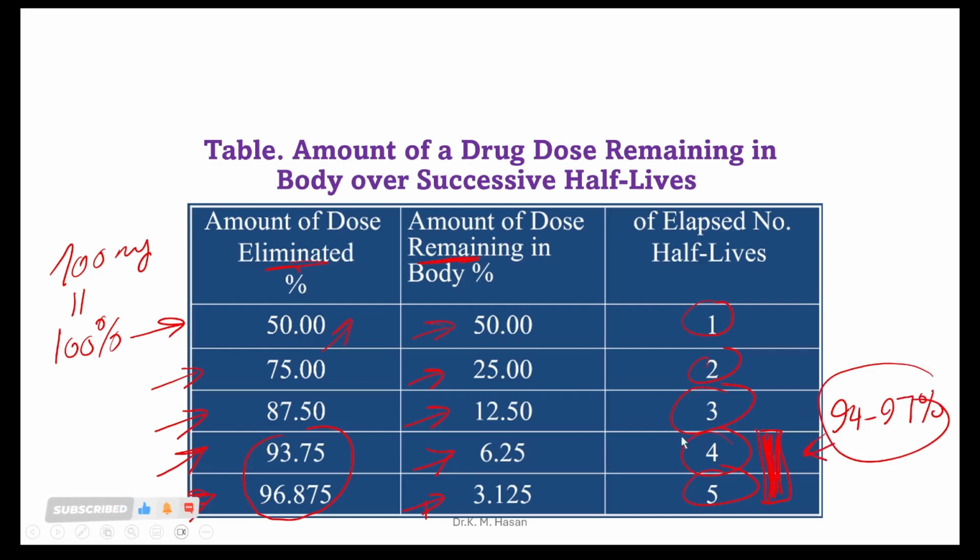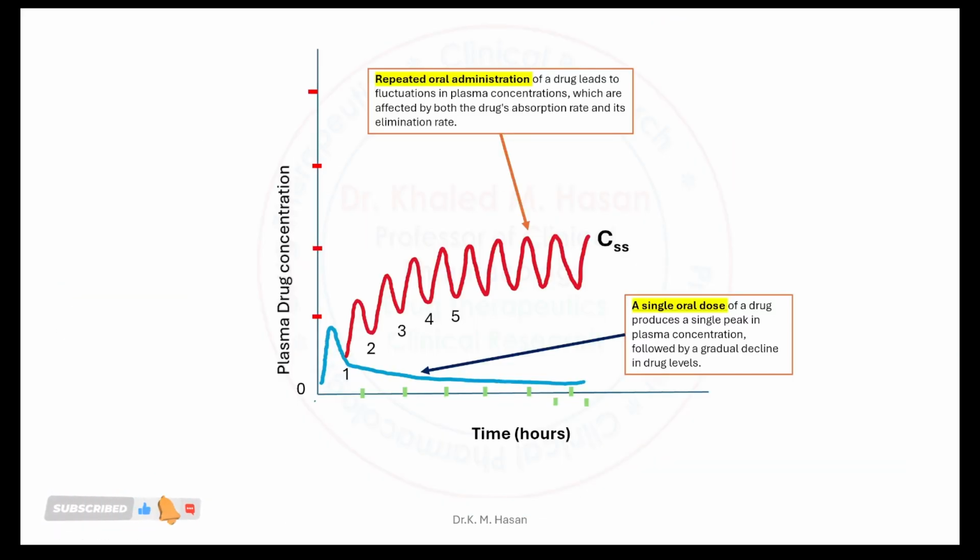Go to the example here. This is an important example, we need to remember what we have here. When you prescribe only a single dose to the patient, the blue one, a single dose of a drug produces a single peak of the plasma concentration. Then we can see we have a single peak, and then the concentration decreases to zero after 4 or 5 half-lives. So with a single dose, we have a peak, then a decrease.